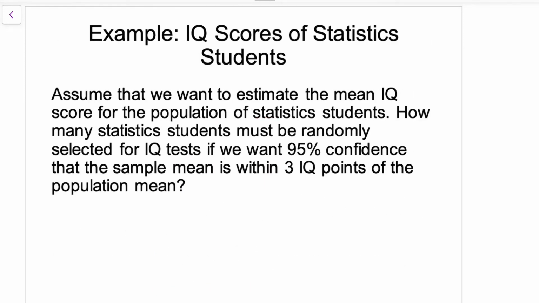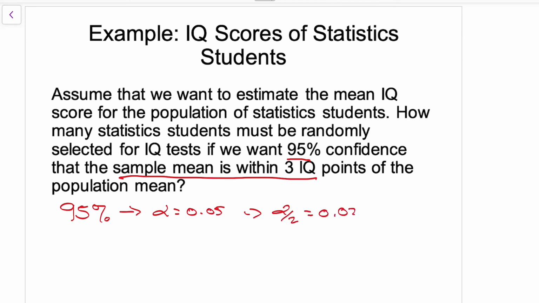Okay, so let's find a sample size needed to estimate the population mean. So assume we want to estimate the mean of IQ scores for the population of statistics students. How many students would we need to randomly select for an IQ test if we want a 95% confidence interval and the sample mean to be within 3 IQ points of our population mean? So if I want to be 95% confident, that means I have an alpha value of 0.05 and an alpha over 2 value of 0.025.